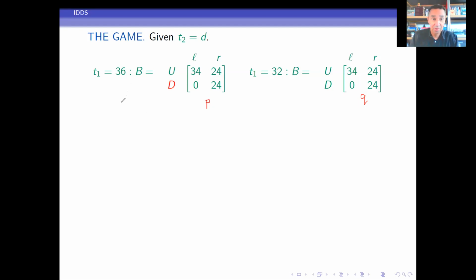So now you know that you are of type D, right? So it's over here. And the question is, what are now the conditional probabilities? That's what I wanted to say.